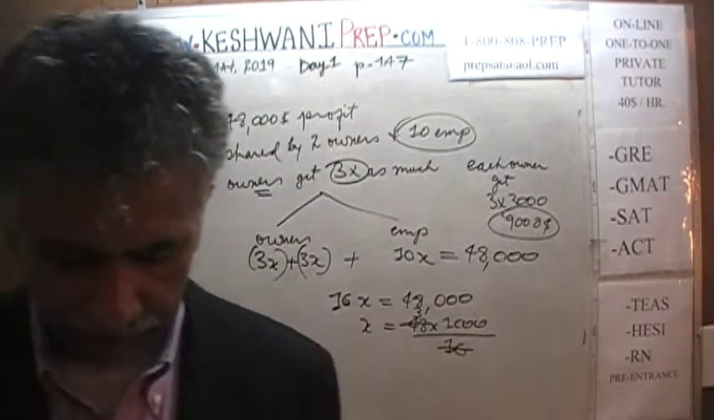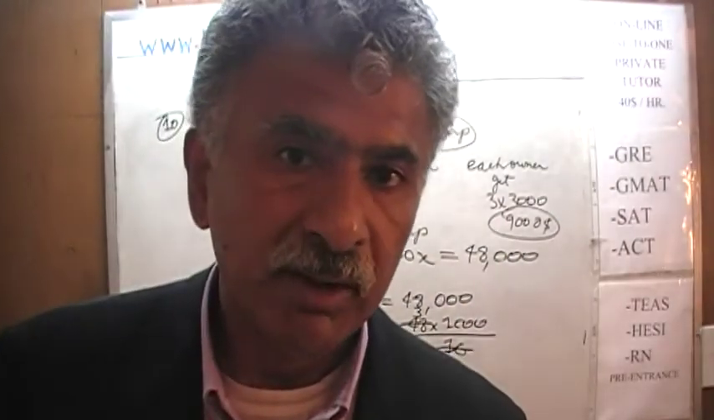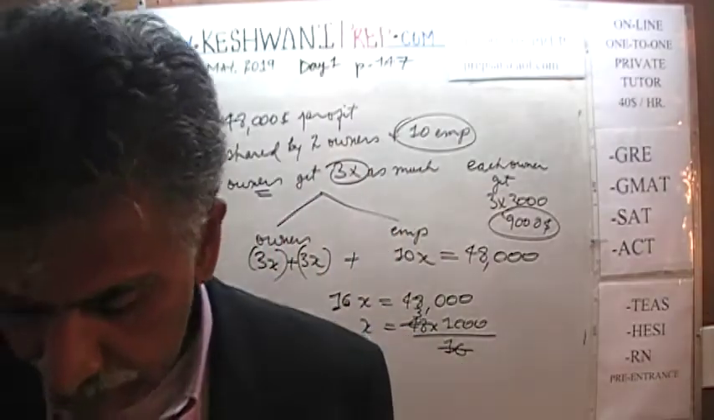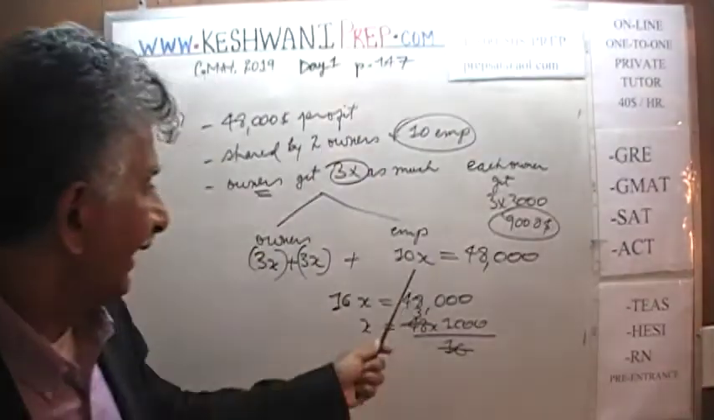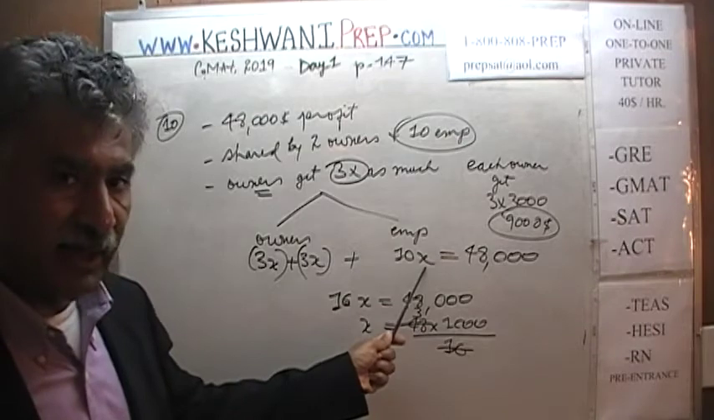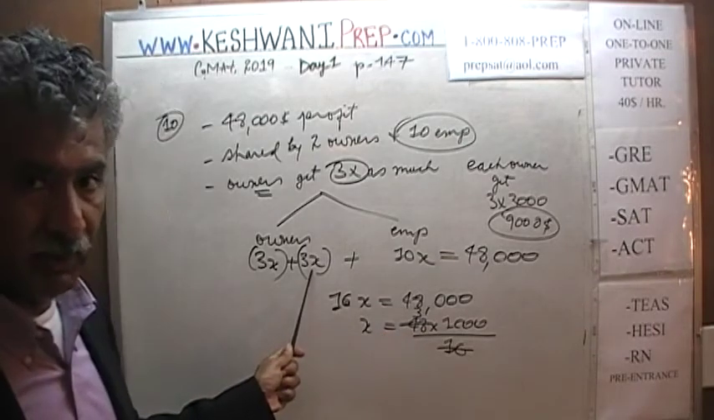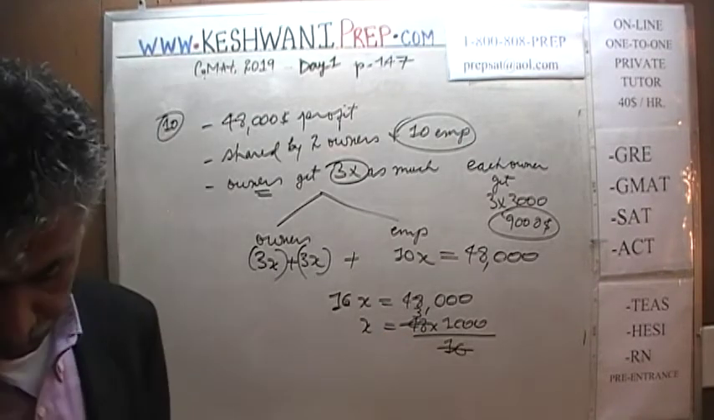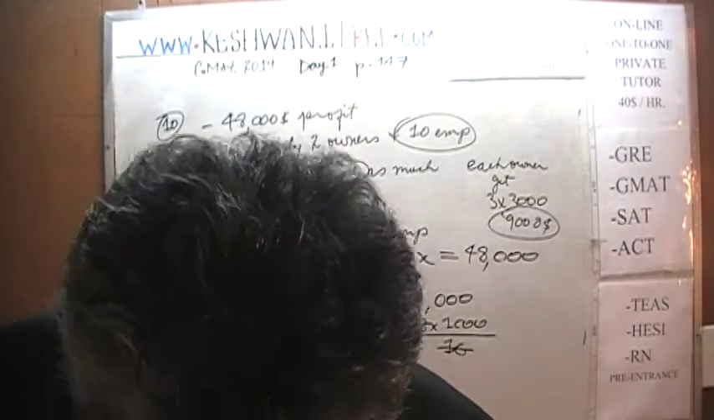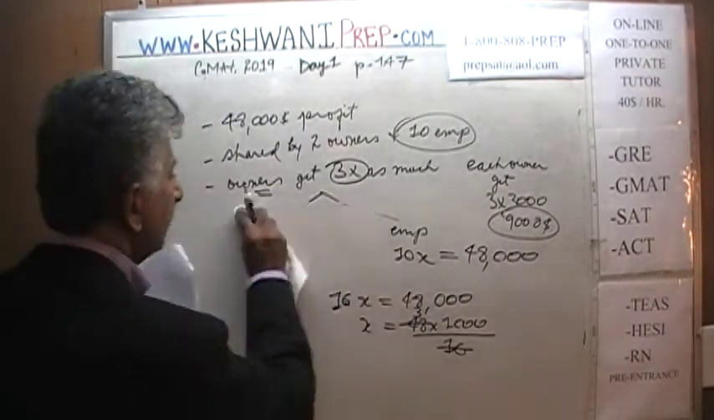Don't make the mistake of forgetting at the end that what we're solving for is the amount of money that the employees are supposed to get. Each employee got X dollars, which is where we got 10X from. And if each employee got X dollars, then each owner got 3 times the amount of money. He got 3X and he got 3X. Let's do number 11, the last one on the page.